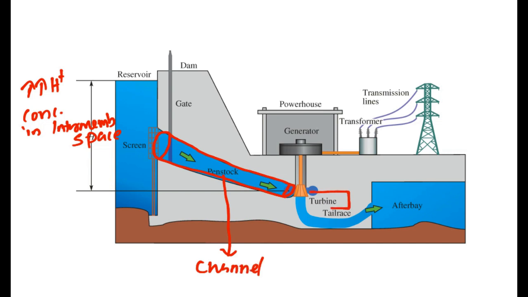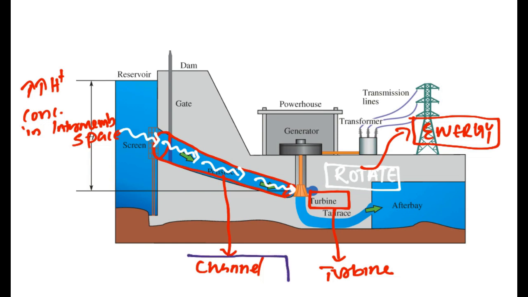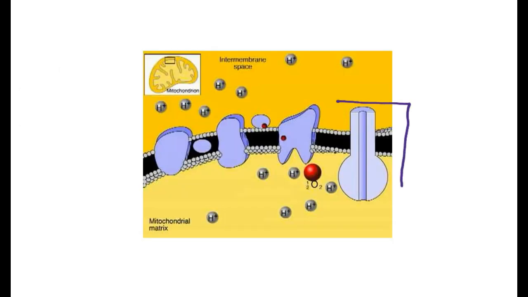And what will happen? There will be a channel plus a turbine, and this will be your complex 5. So from the high concentration of H plus, the H plus ions will be flowing down, and they will hit the turbine, and the turbine will rotate, and this rotation of the turbine will be producing energy, the same as in the hydroelectric power plant here. You have to know that the channel and the turbine together constitute your complex 5. So this is your complex 5 here.